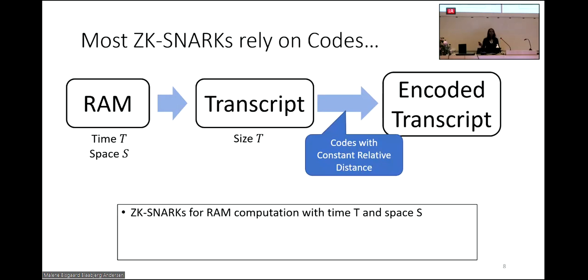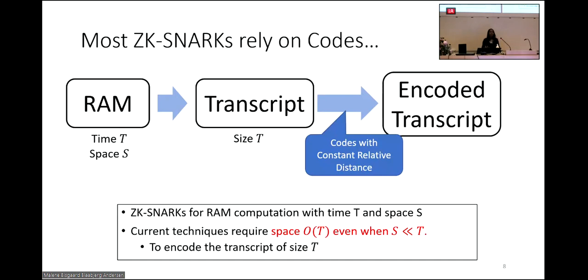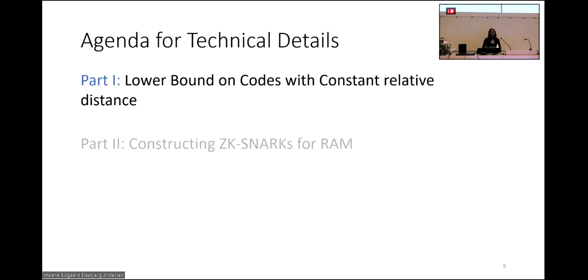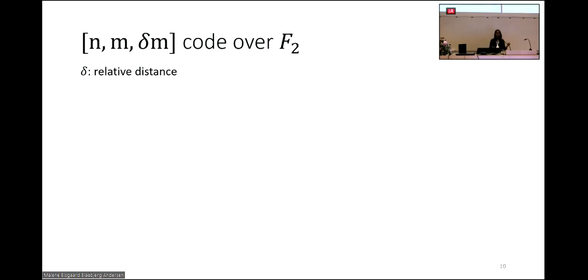So this is a very high level overview of the type of approaches we are considering for our lower bound. These techniques require a space of order T because you're encoding this huge transcript. And this is essentially our lower bound. We're saying that to encode a message of size n, you basically require space of n. So for the rest of the talk, I'll be focusing on the lower bound, and Rishabh will follow up with the construction of ZK-SNARKs for RAM.